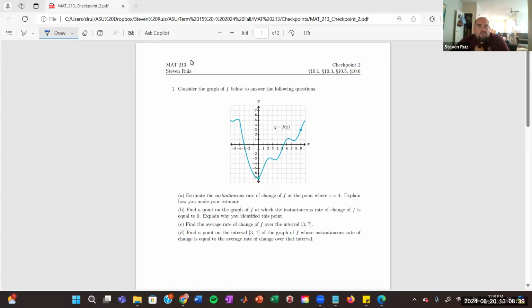All right, let's take a look at the questions from checkpoint number two. First, with the same function, same graph that I gave you for checkpoint one, but now I'm going to ask some different questions about it, because last week we talked about average rate of change. Now we're building that up into instantaneous rate of change. So first part of this is I want to estimate the instantaneous rate of change of this function where x equals 4.